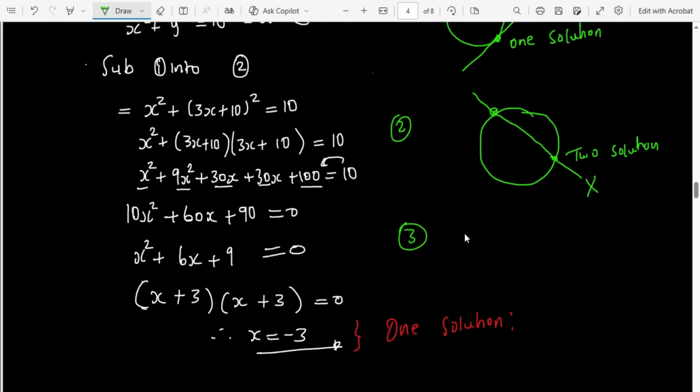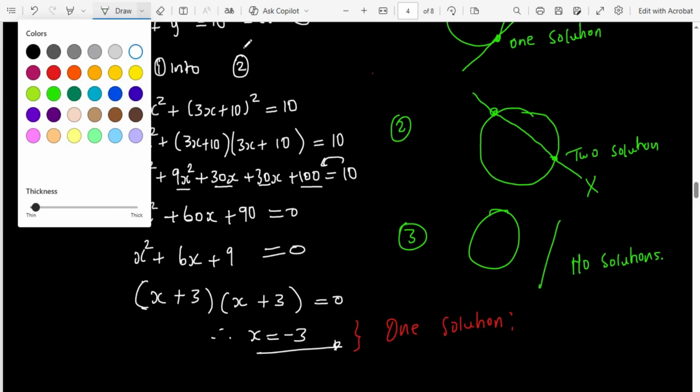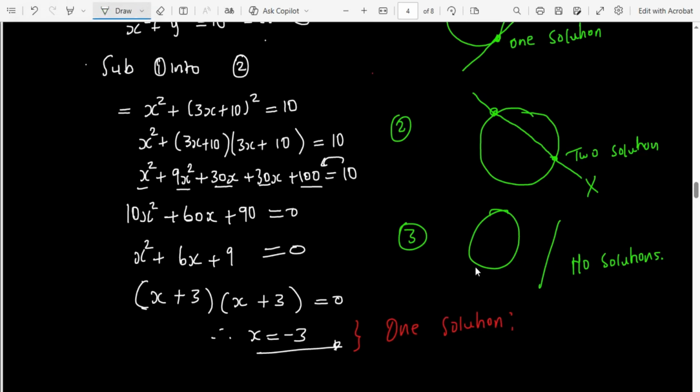And the last one, if you have a circle like this and this line, there's no solution because it does not even touch the graph. So one or two solutions indicate that the line intersects with the circle. No solution indicates that it does not intersect with the circle. For example, if they ask you to prove that the graph does not intersect, you should solve and your answer should be no solution. Okay, we can also do practice problems using the nature of the roots.